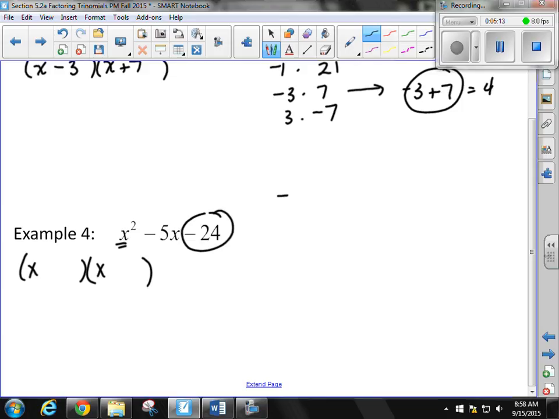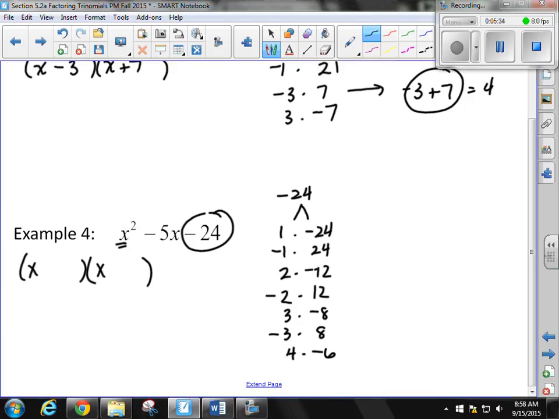negative 24. Negative 24 has a lot of factors here. We're going to do 1 times negative 24, negative 1 times 24. 2 times negative 12, negative 2 times positive 12. 3 times negative 8, negative 3 times positive 8. 4 times negative 6, or negative 4 times positive 6. And we want the combination that adds up to give us negative 5 for our middle coefficient.